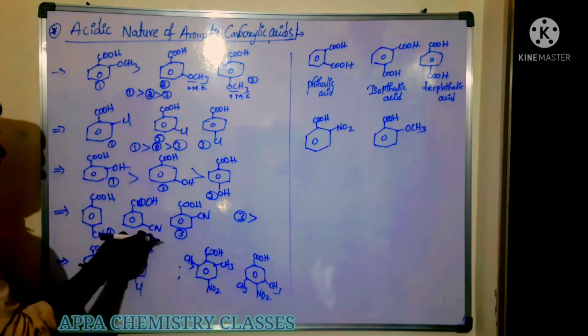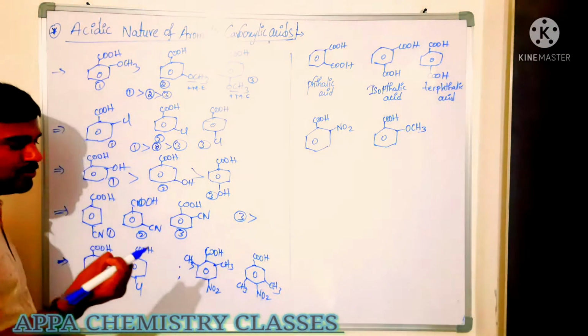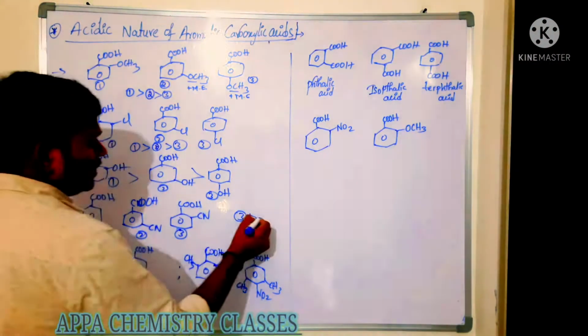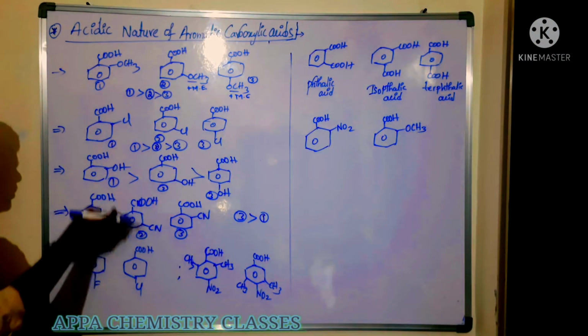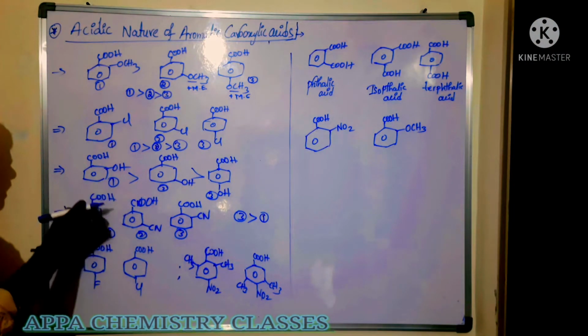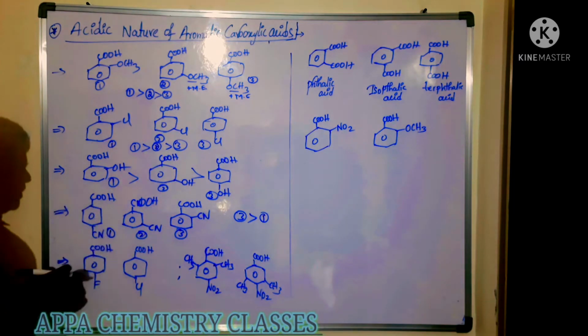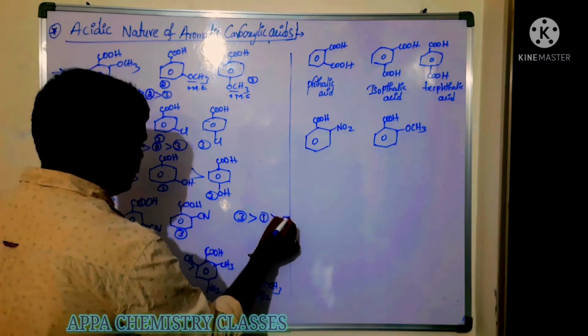After that, we have to compare. The cyanide group is an electron withdrawing, minus M group. So here it is meta, and here it is para. Para is more electron withdrawing, so in the para position it will have more effect. It will withdraw and stabilize the carboxylate ion readily when compared to meta cyanobenzoic acid. So for that reason, 1, after that 2.